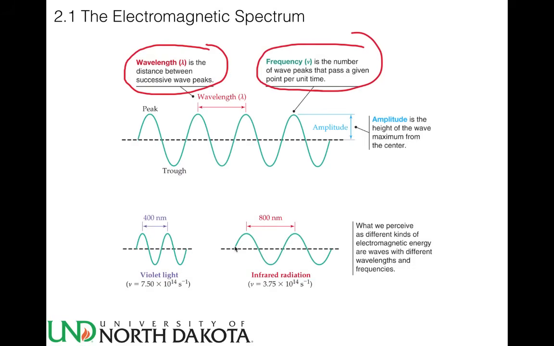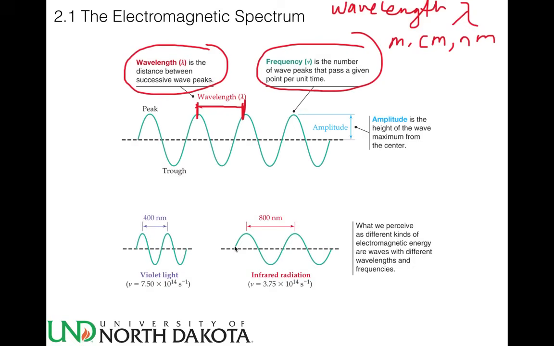Now, if you pick any two wave peaks in a wave of electromagnetic radiation, the distance between those two peaks is called the wavelength. The wavelength is shown as the Greek letter lambda, and the wavelength is measured in some unit of length, and it's usually meters or meters with some metric prefix. Very common are measurements in terms of centimeters or nanometers.